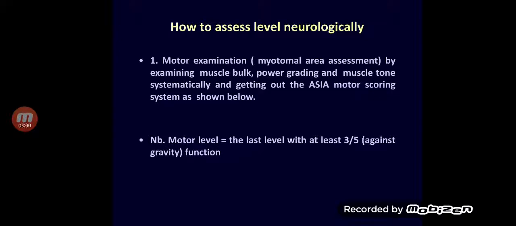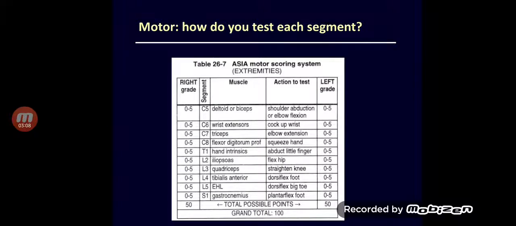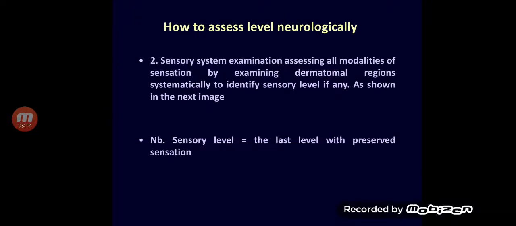We have to always remember that the motor level is the last level with at least 3/5, let's say, against the gravity function of the muscle. This is the ASIA motor scoring system for the extremities.